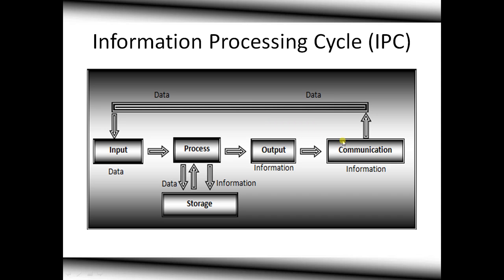and if the user so likes, he will then communicate to another person through another information processing system. So once it is passed from one system to another system, then you notice that it goes back again to input. So the information comes here again, and as it is being passed on, it becomes data again.